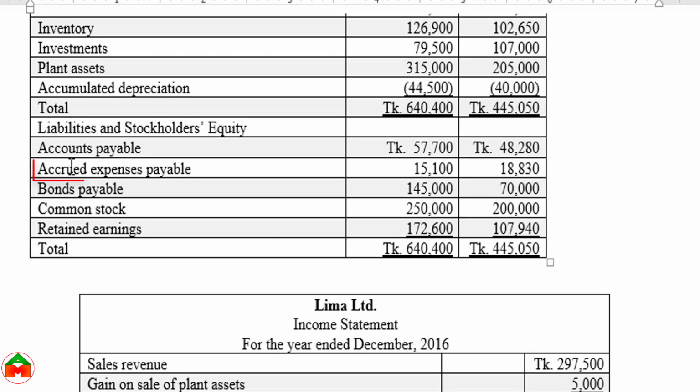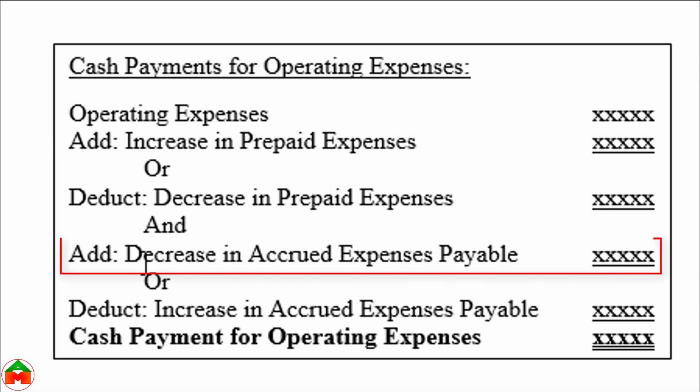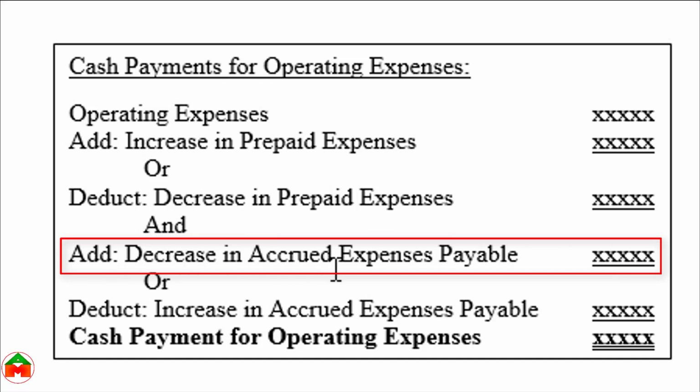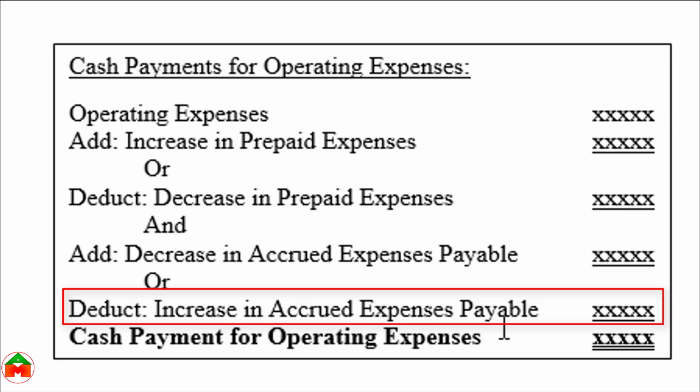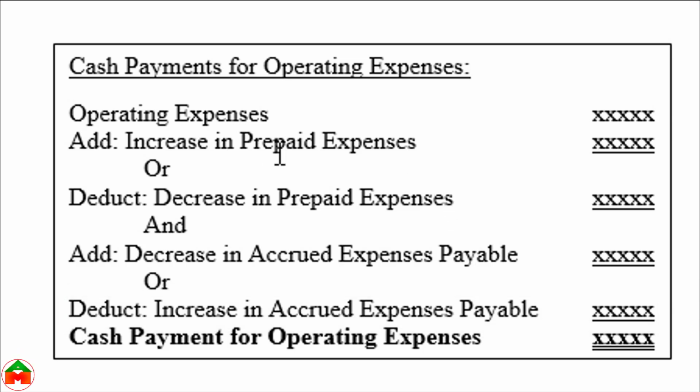There is an amount of accrued expense payable, so this amount should be adjusted. In the formula we have also seen that we will add decrease in accrued expense payable, or we will deduct increase in accrued expense payable. We have seen that in the question there is no prepaid expense but there is an accrued expense, so we will adjust accrued expense with the operating expense. The adjustment is if there is a decrease in accrued expense payable we will add, or if there is an increase in accrued expense payable we will deduct. Then we will get the amount of cash payment for operating expenses.